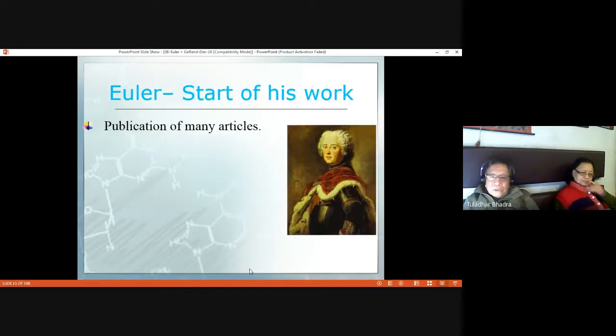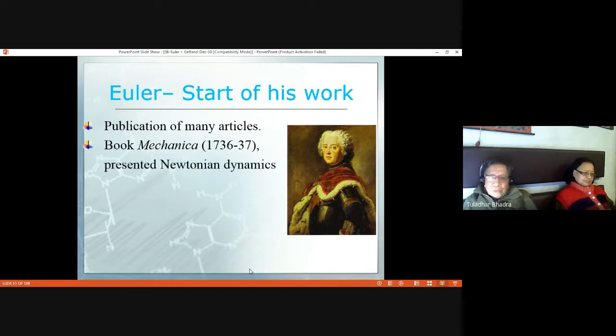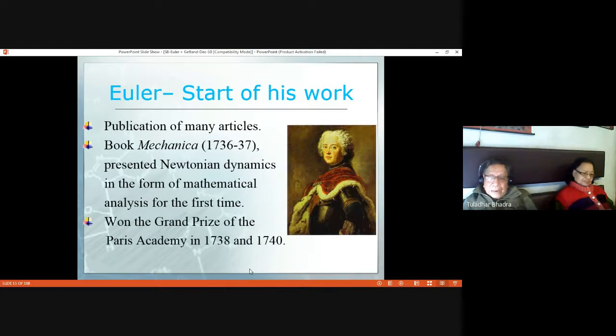Let's now look at the start of his work. In St. Petersburg, he started publishing many articles. He wrote a book called Mechanica, more related to physics but with mathematical formulae, in 1736-37, where he presented Newtonian dynamics in the form of mathematical analysis for the first time. And he won the Grand Prix of the Paris Academy in 1738 and 1740, as I mentioned earlier, and 10 more times after that.